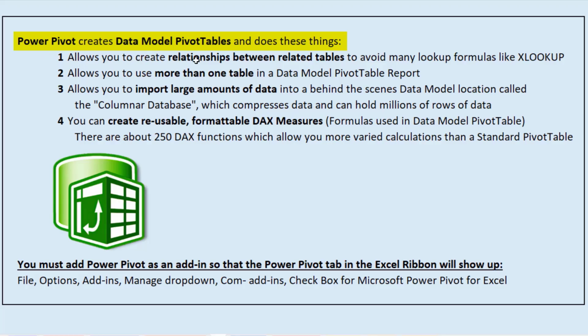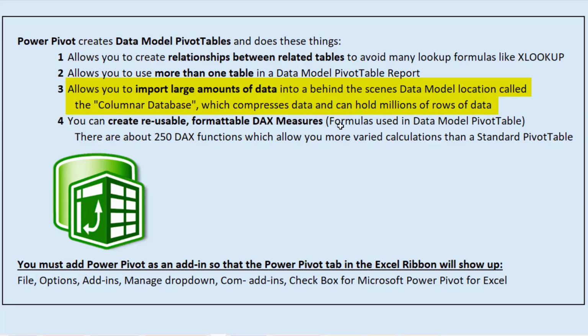It creates data model pivot tables and does these things. It allows you to create relationships between related tables to avoid many lookup formulas like XLOOKUP. It allows you to use more than one table in a data model pivot table report. It allows you to import large amounts of data, which we do not have in this example. But in our last example, we'll have 7 million rows of data. So we can import, using Power Query, into a behind-the-scenes data model location called the columnar database.